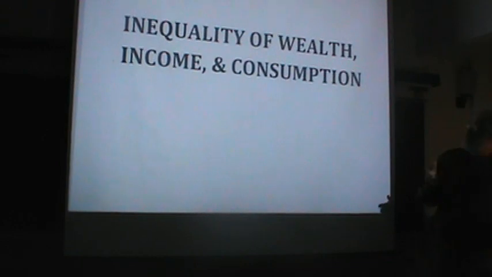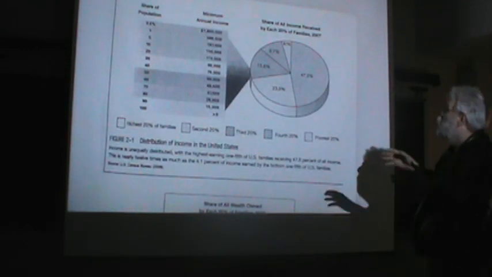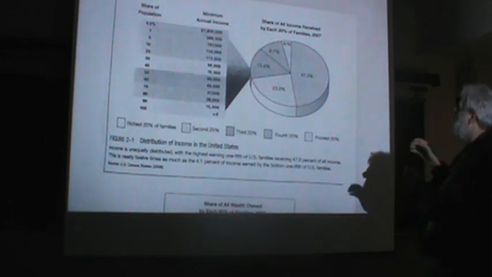to talk about inequality in America. Inequality of what? Well, we're going to talk about inequality of wealth, income, and consumption in the United States. And we're going to start out with a little pie chart here, data from 2007 showing the share of all income received by each 20% of families in the U.S.